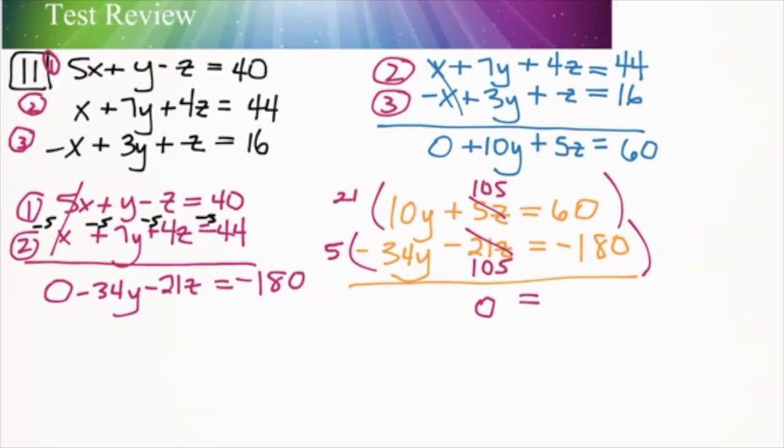Notice that I picked to eliminate the z's, which normally I do in order, but you know what? This time I just decided to do what I felt like doing, and it's going to work out just fine. So that 10y makes 210. And the negative 34y makes negative 170. And 210 minus 170 is 40y.